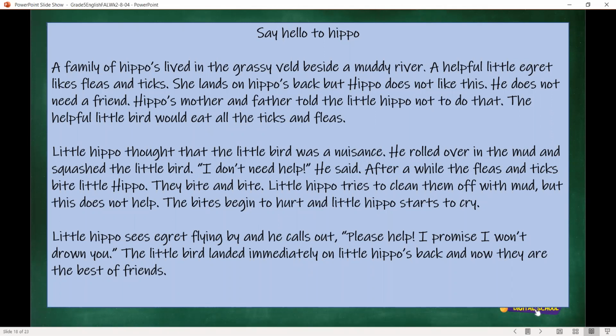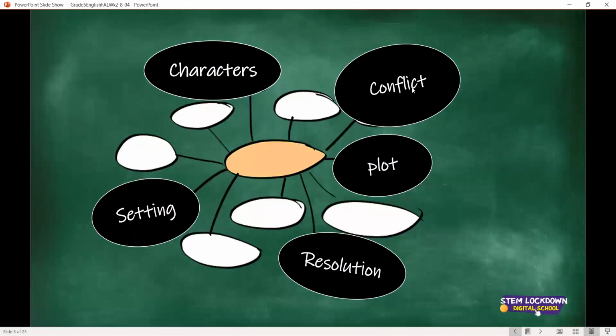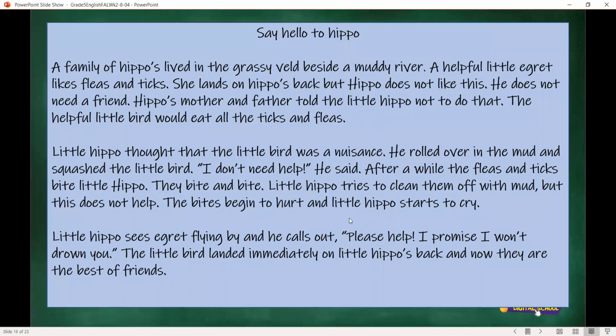Okay. Little Hippo tries to clean them off with mud, but this does not help. The bites begin to hurt and Little Hippo starts to cry. All right, so now this is the climax of the story. If you go back to the mind map that we have over here, let me show you quickly the conflict. We've spoken about who the characters are, where it's happening, and the plot. This is the conflict. So this part of the story I'm on right now is the conflict. Okay, the second part. This is where something happens to change how the story is going to go. Then you leave a space open before you write your ending or your conclusion.